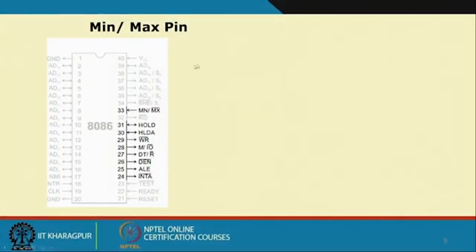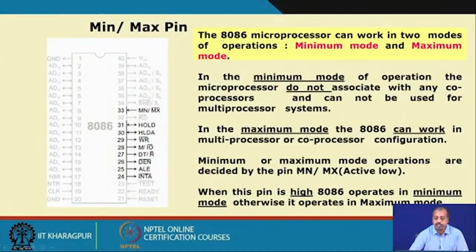Then we have the MN/MX pin, which has two modes of operation. The 8086 processor can operate in minimum mode or in maximum mode. In minimum mode of operation, the microprocessor is not associated with any co-processors and cannot be used for a multiprocessor system, whereas in maximum mode it can operate in the multiprocessor mode or the co-processor mode. Minimum or maximum mode can be selected by this MN/MX bar line.